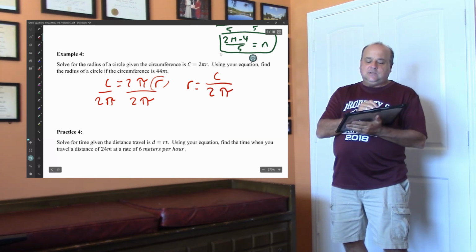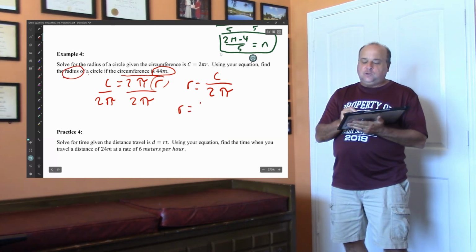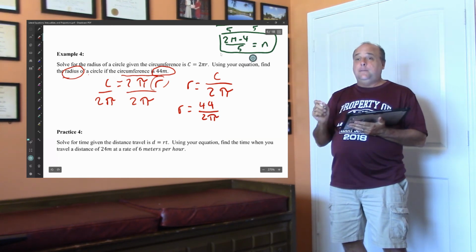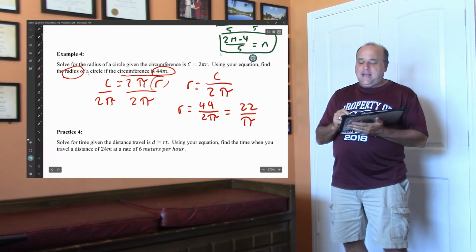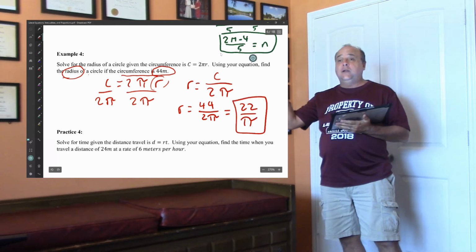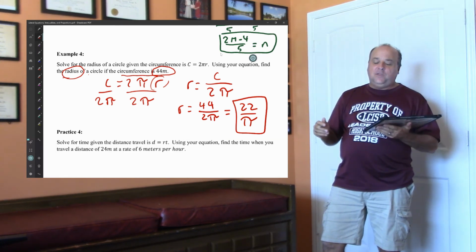Now then, it says the circumference is 44 and it wants to know the radius. So we're going to replace the circumference with 44. And notice we could do 44 divided by 2, can't we? This will turn into 22 over pi. And in high school, you will not calculate 3.14 for pi. You just leave pi in the answer.